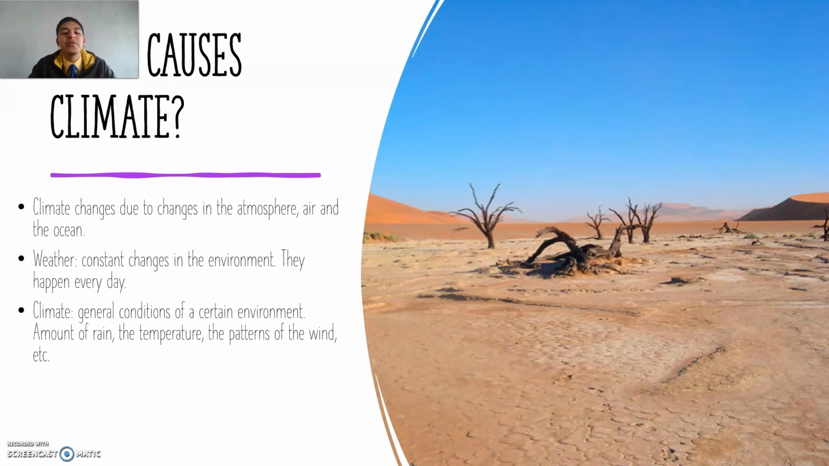But we have another word, which is climate. General conditions of a certain environment, amount of rain, the temperature, the patterns of the wind, etc. So climate can be something a little bit more general, let's say, because just like we mentioned, the weather changes every single day. But when we talk about climate, it's just the average or like the regular weather conditions that we are going to find at a certain location.